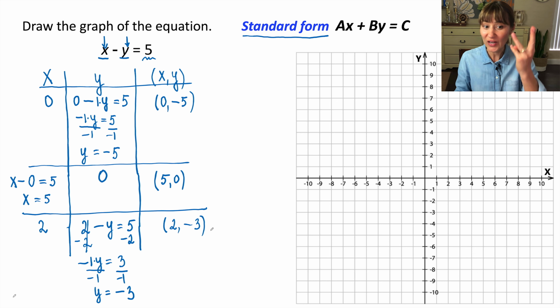So we got 3 points. Let's plot them and then let's draw a line. So the first point is 0, -5. So 0 for x, -5. Look, it's a special point right on the y-axis. Let's plot the second point, 5, 0. So 5 is the x coordinate, and then y coordinate is 0. So it's right on the x-axis, another special point.